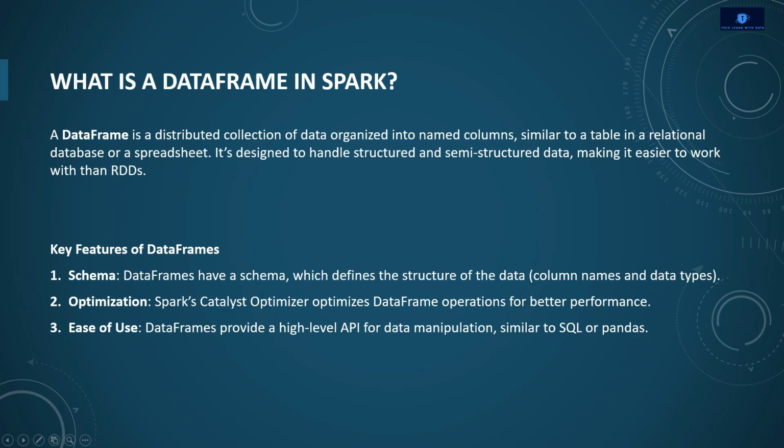We have some features of the DataFrame. First, the schema. A DataFrame has a schema which defines the structure of the data, like the column names, and we have to define the data types, like integer, string, or whatever type for a particular column. Second, the feature related to optimization: Spark's Catalyst optimizer optimizes DataFrame operations for better performance. Third, it is easy to use, because a DataFrame provides a high-level API for data manipulation, similar to SQL or similar to Pandas.